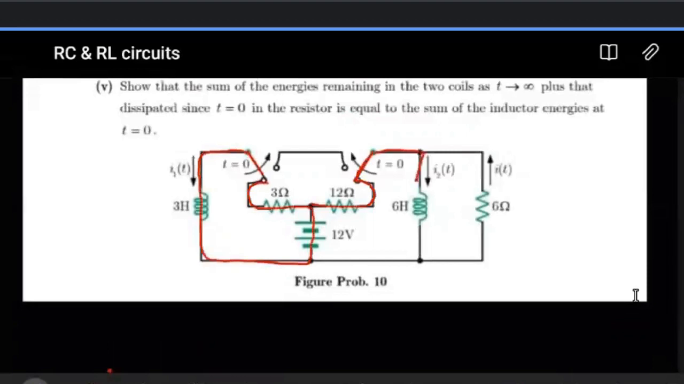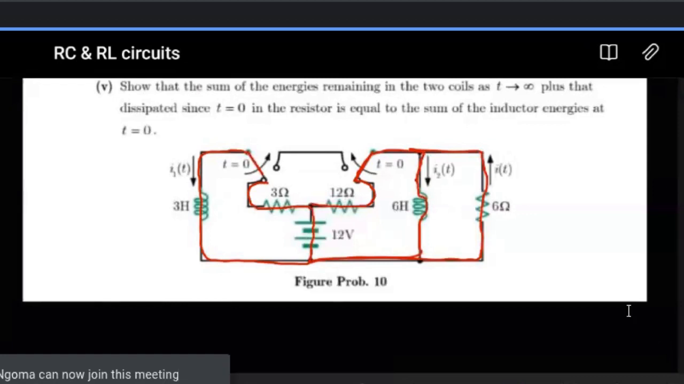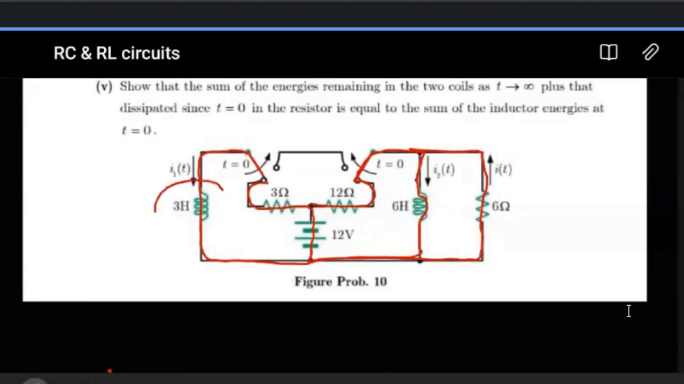But what I want you guys to try out is, if both switches are closed in this case, what will be the behavior of our inductors? What would they do? How would they behave? What do you guys think? What would be the effect of the inductor on our circuit if the switch is closed here? Can you guys guess?